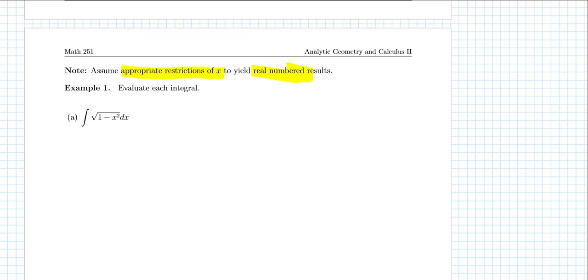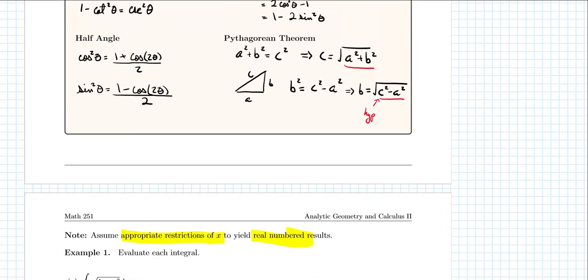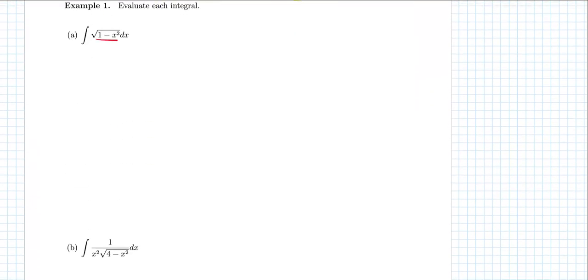So what can we do here? Well, when I take a look at this integral, I notice I have a square root of a difference of squares. Now, we discussed above with the Pythagorean theorem that if we have the square root of a difference of squares, it seems like what we actually have here is the side of a right triangle.